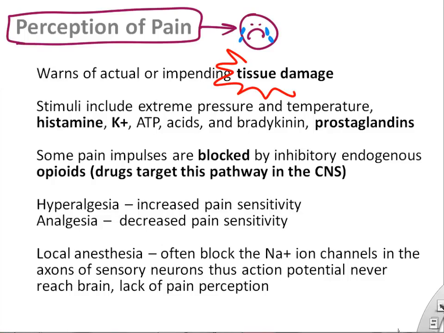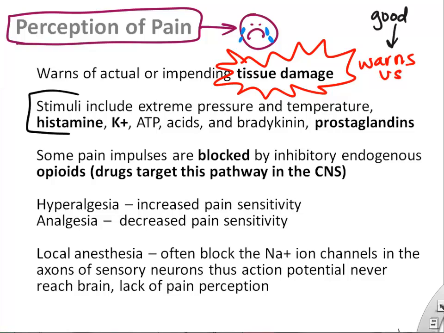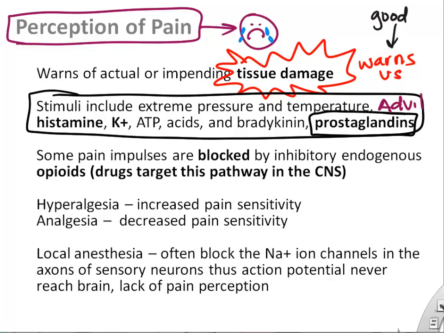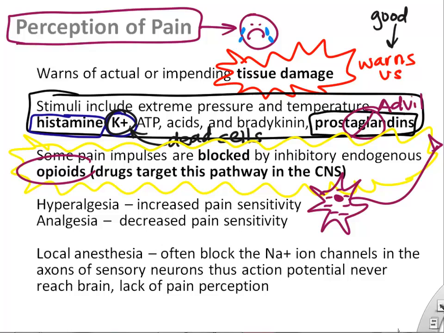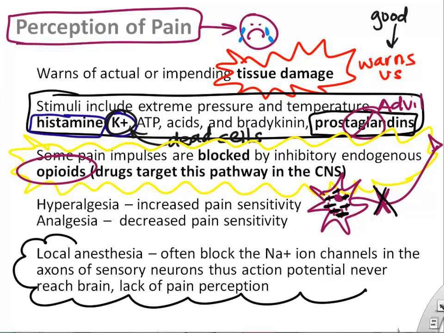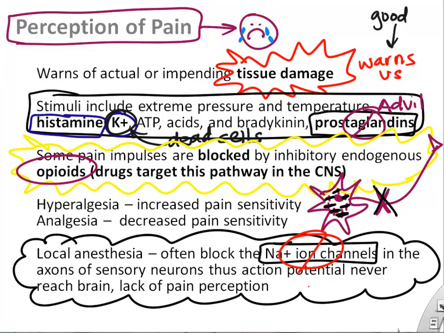Okay, so pain is something that actually is good. It warns us that there's damage going on. So you need pain to let you know that something bad's happening. Pain signals include histamine and potassium, prostaglandins, these different chemicals which will activate neurons. Some pain signals can be blocked by opioids. Opioids are strong painkillers. They actually cause neurons in your spinal cord and brain to stay repolarized, to stay negative, so that they don't send pain signals back or interpret pain signals back in your brain.